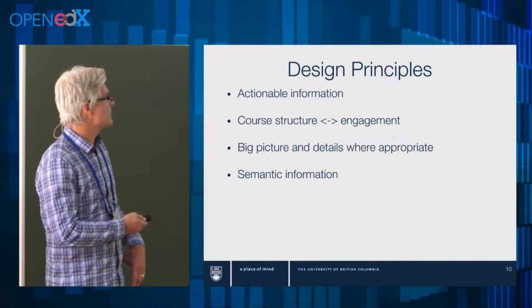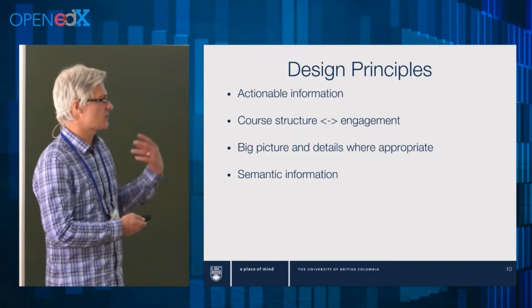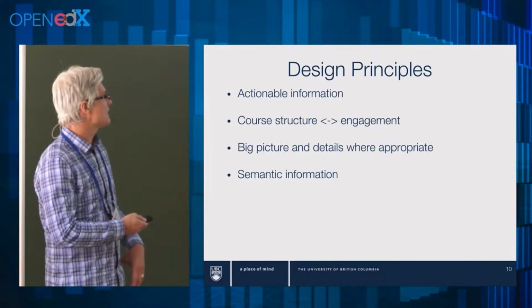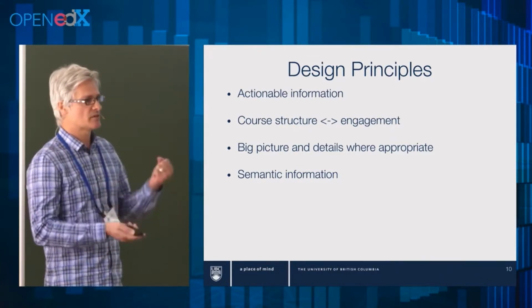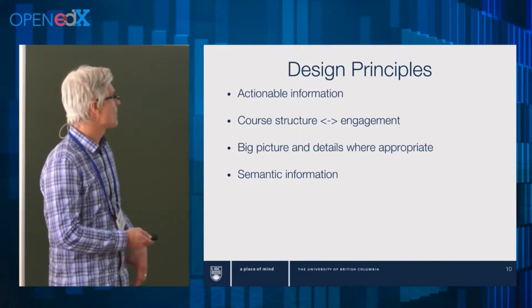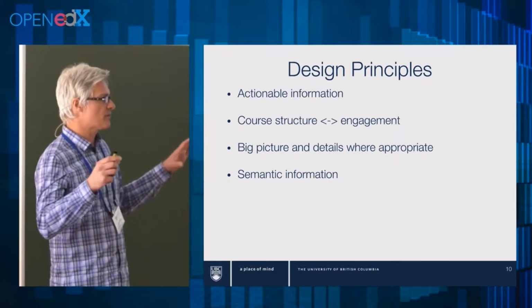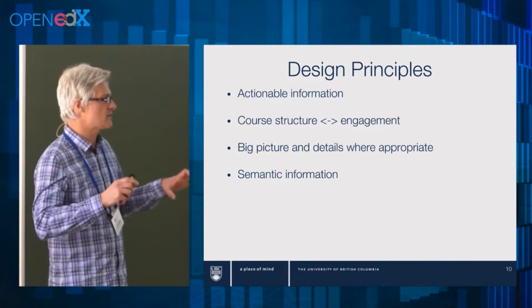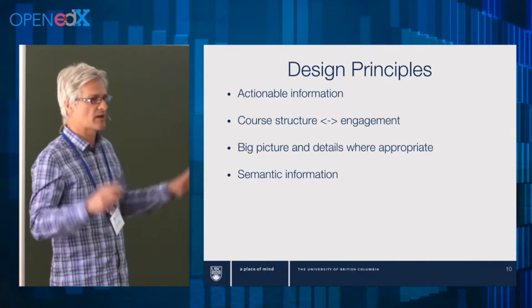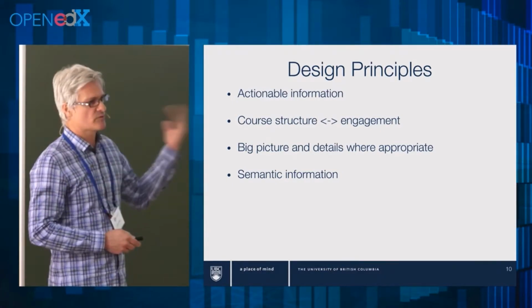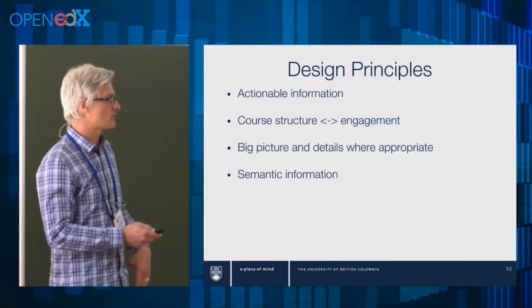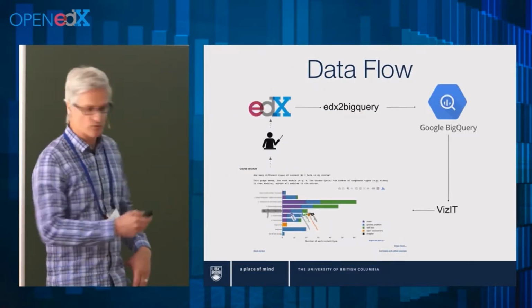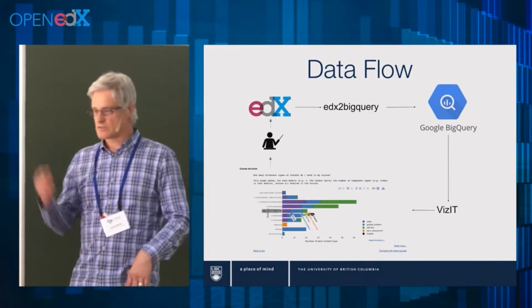So actionable information is information that somebody can do something about. It provides information about engagement but also about the course structure at the same time, providing the big picture and details. When it does provide details, it puts them in the context of something larger. And semantic information is something people can understand very quickly. So those are the design principles, and now I'm going to hand it over to Pan.